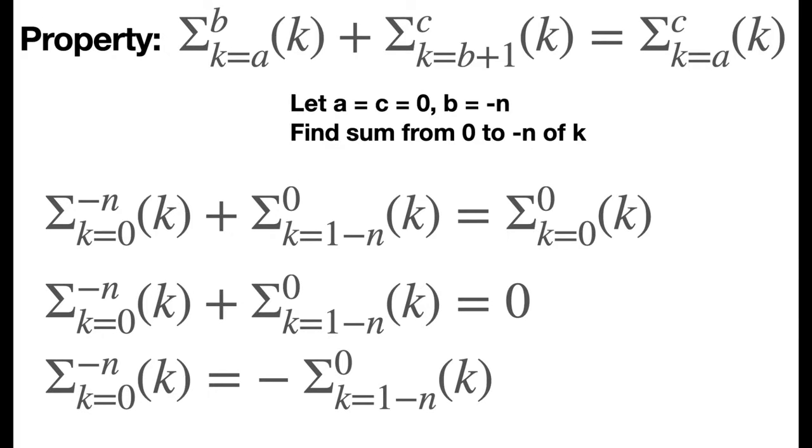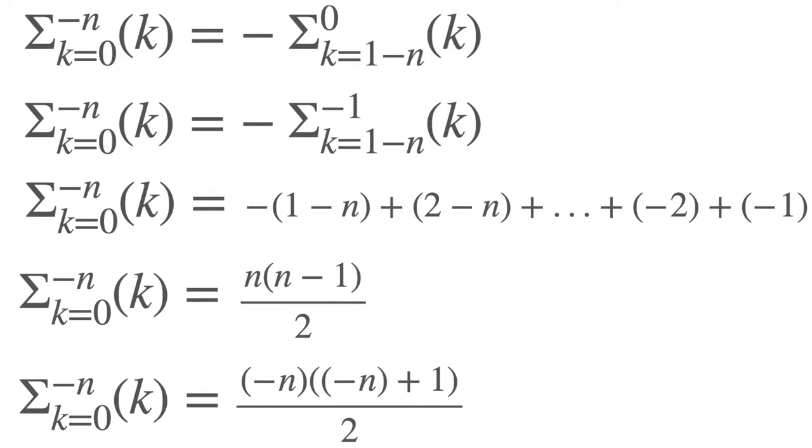Plugging in a equals 0, b equals n, and c equals 0, we see that the sum from k equals 0 to n plus the sum from k equals n plus 1 to 0 should equal the sum from k equals 0 to 0, i.e. the value at 0. Rearranging, the sum from k equals 0 to n equals the value at 0 minus the sum from k equals n plus 1 to 0, or cancelling the common value at 0, we can say that the sum from k equals 0 to n equals minus the sum from k equals n plus 1 to minus 1.